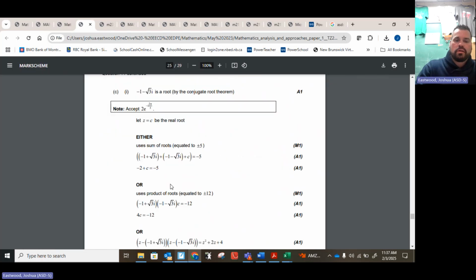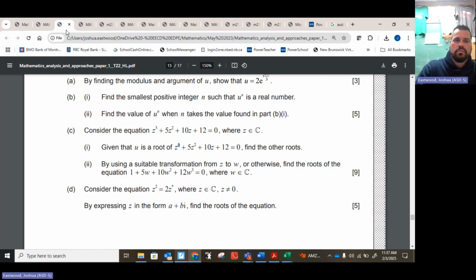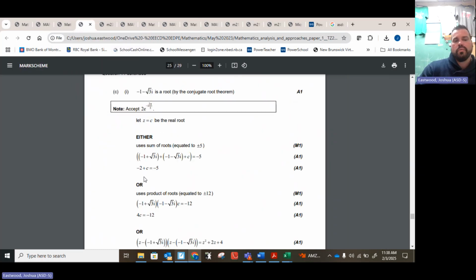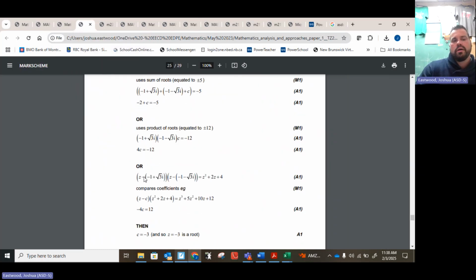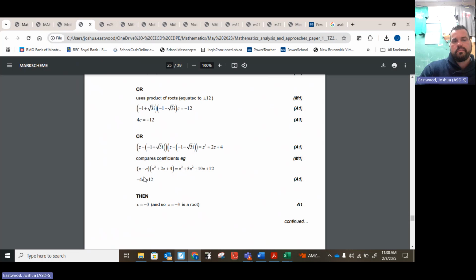Or you can use the product of the roots has to be the last number, which is this guy. Okay. And again, you're switching sign because it's a root, not a factor. So the factors have to multiply to give you 12. Therefore, the roots have to multiply to give you -12. Okay. So either way, you're going to end up with a C value that's -3.